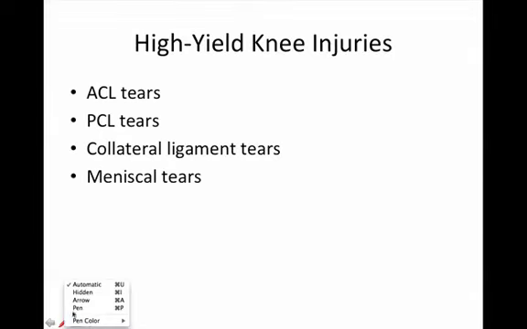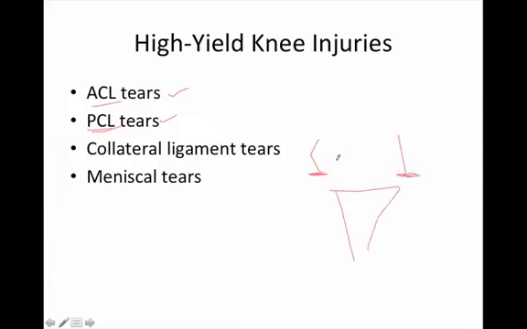Okay, knee injuries, really high yield stuff, because even if you're a family doctor or internist, you're going to see tons of knee injuries because they're so common. So we have ACL injuries, anterior cruciate ligament, PCL injuries, posterior cruciate ligament, your collateral ligaments, which are on the lateral and medial aspects, and meniscal tears, which are little discs that sit in between your tibia and your femur.